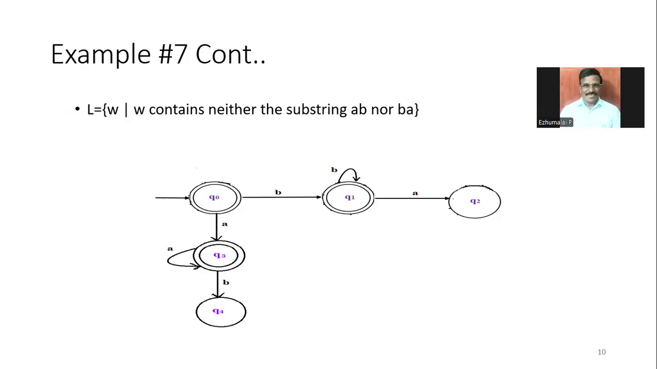Suppose you are giving BA. BA means two inputs, B and A. B goes from Q0 to Q1. Again, giving A goes to Q2. Q2 is not a final state. So BA is also not accepted.